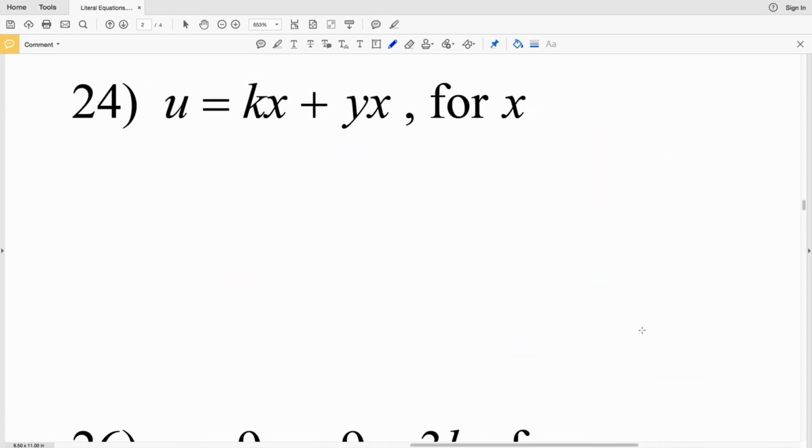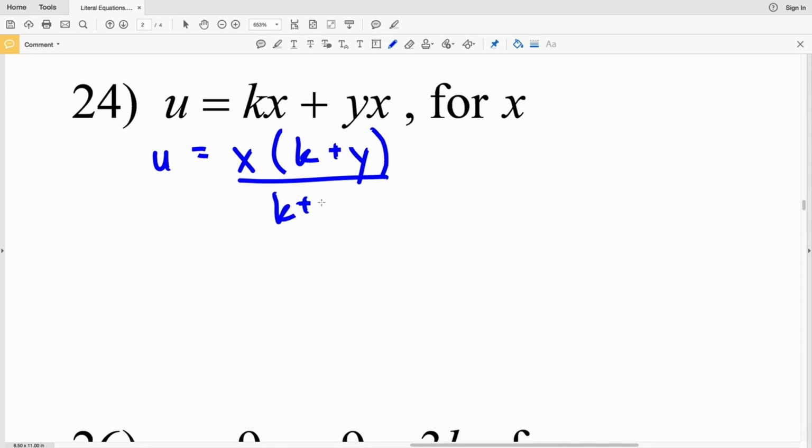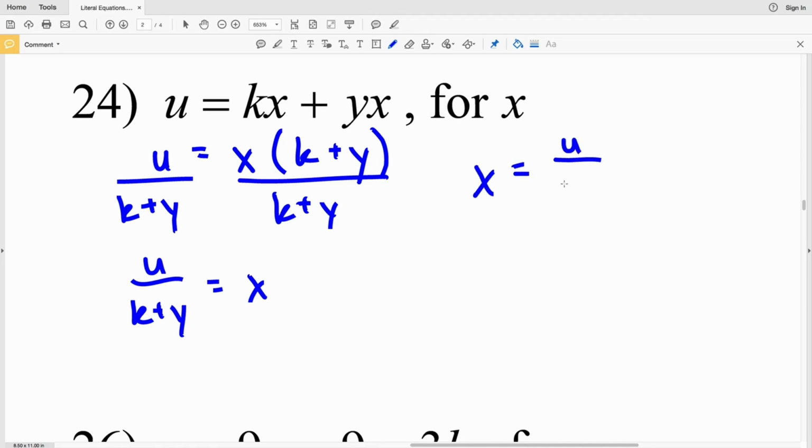In number 24, we're solving for x. Thankfully, both terms with x are already on the same side of the equation, so we can go ahead and pull it out. That'll be x times k plus y is equal to the u. Then we'll divide both sides by k plus y to get u over k plus y equals x. Now I'm going to flip the equation to get x on the left-hand side like we've been doing in all the other equations. So x will be equal to u all over k plus y.